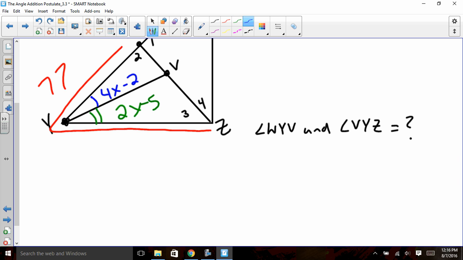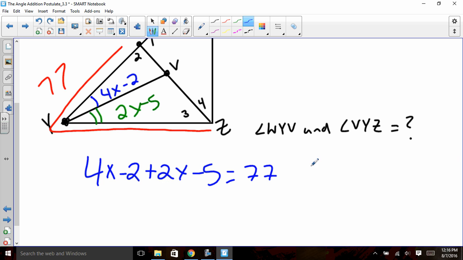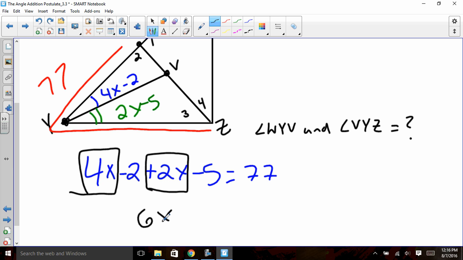So my two pieces added together give me my 4x minus 2 plus my 2x minus 5, which gives me that total of 77, like we talked about. This time we have two sets of like terms. I have my x's, which are on the same side, so I can do the operation. 4x plus 2x gives me 6x. And then I have my constants, or just my plain numbers, -2 and -5. So I'm going to take -2 minus 5, which gives me -7, giving me that total of 77.